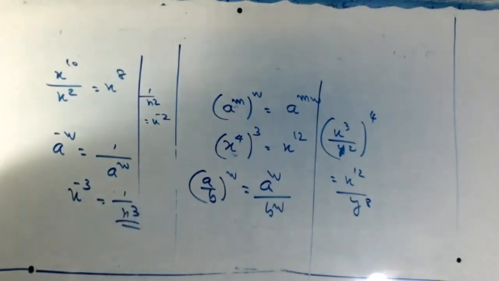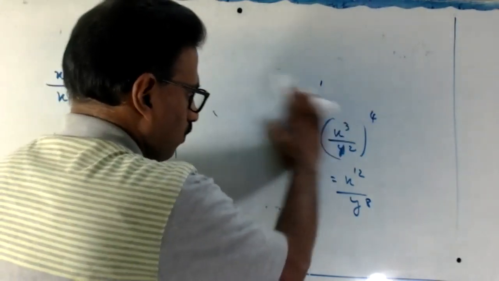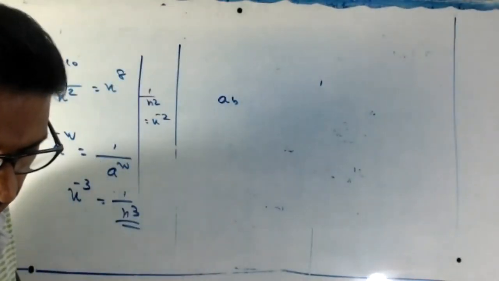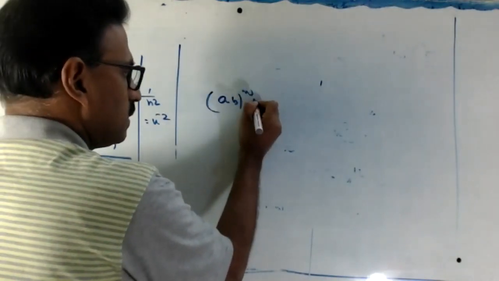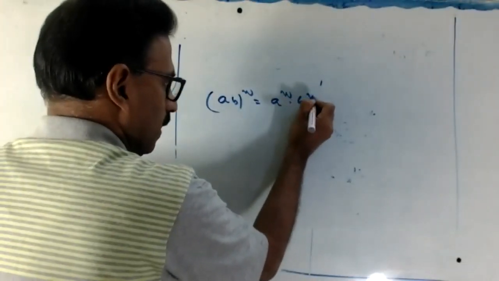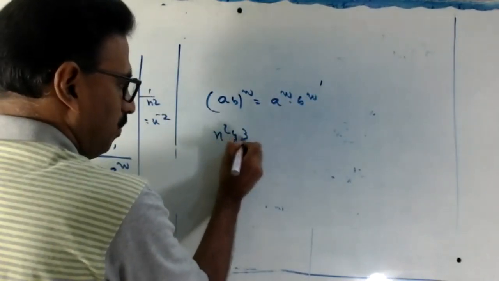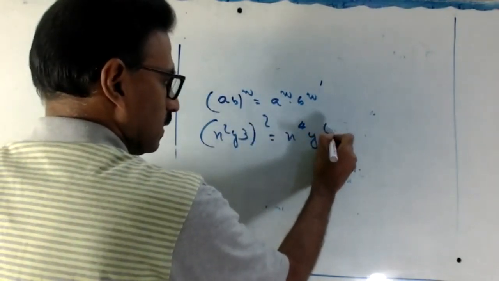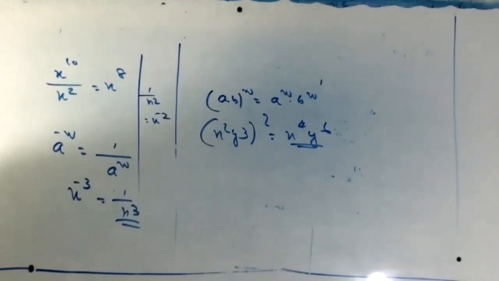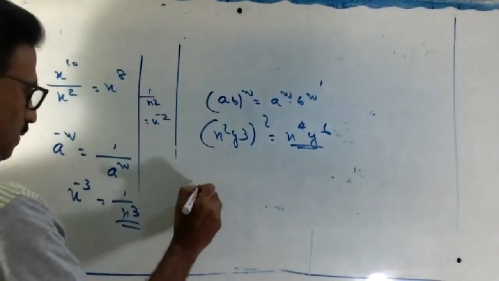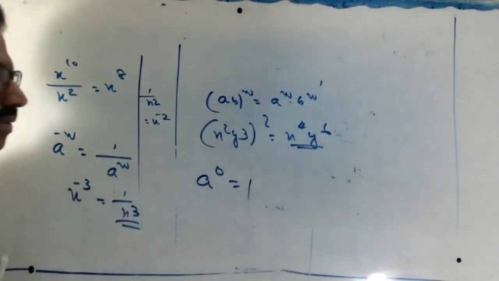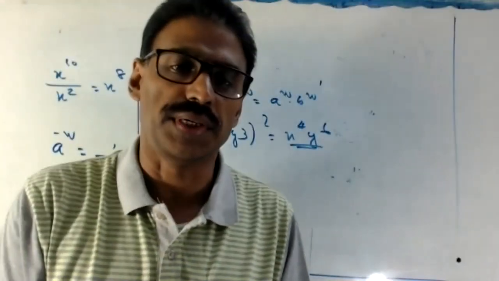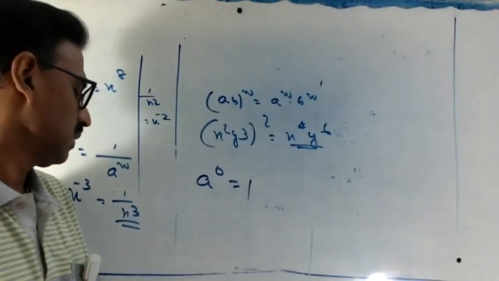Next. I think we did ab raised to n means a raised to n into b raised to n. For example, x square y cube all square, that is x raised to 2 into 2, 4, y raised to 6, like this. Okay, then a raised to 0, it is 1. x raised to 0 also 1. p raised to 0 also 1. Anything raised to 0 is 1.